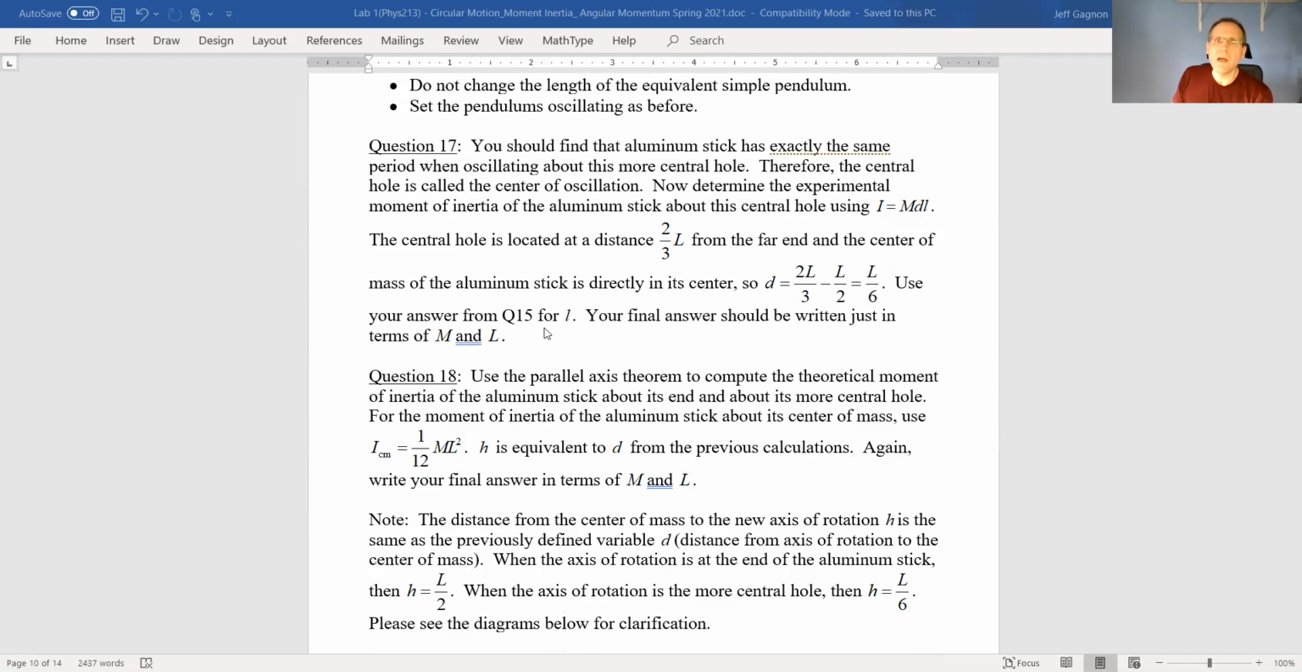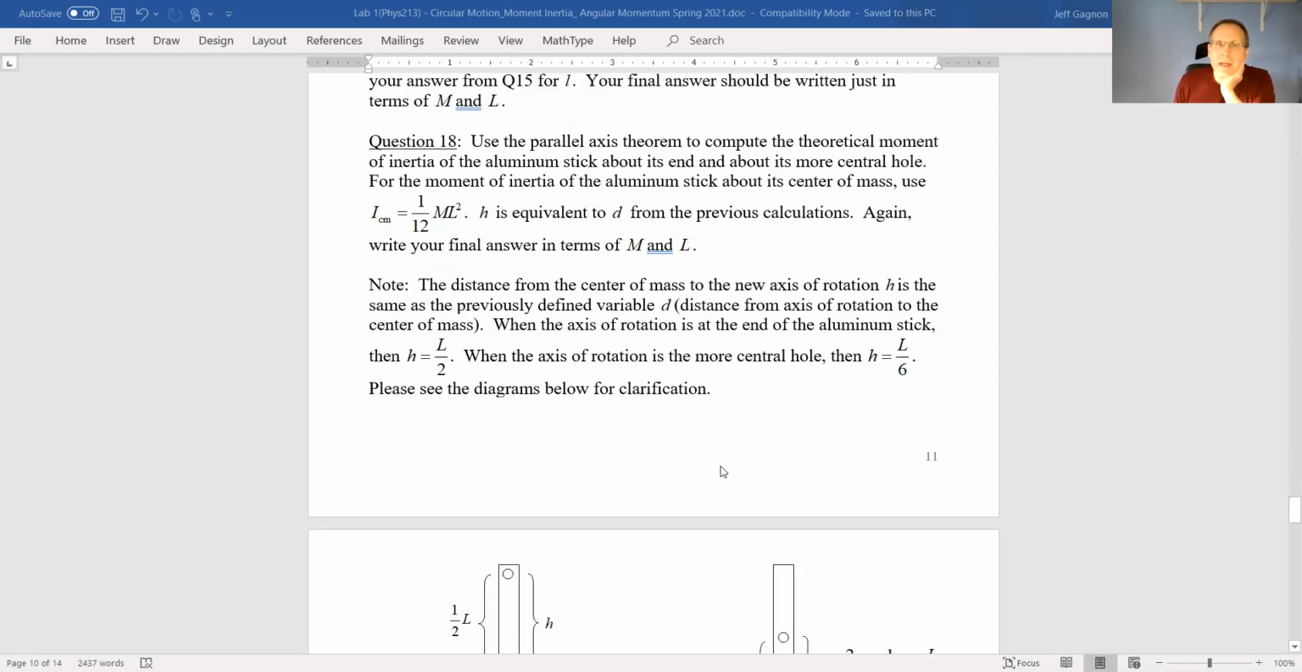Okay, and then little l, so D has changed. Little l is the same as what you got from question 15 again, 0.66 capital L. So you're going to write that out. That's going to be your experimental moment of inertia about the more central hole. Okay, question 18. Now we want to calculate the moment of inertia theoretically.